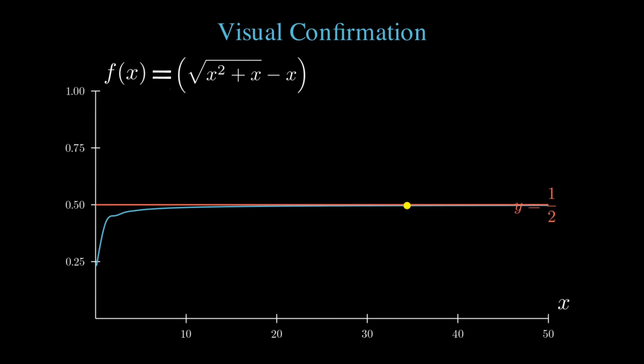The key insight is that rationalization helps us transform an indeterminate form into something we can evaluate. Remember, when dealing with square roots and limits at infinity, always consider using the conjugate technique. It's a powerful tool that reveals the true behavior of the function.